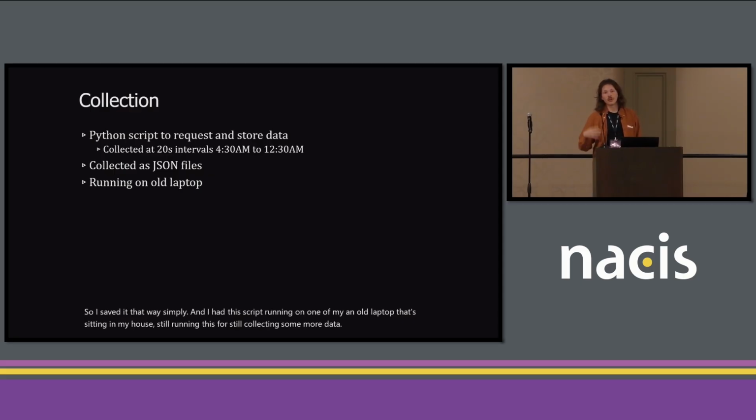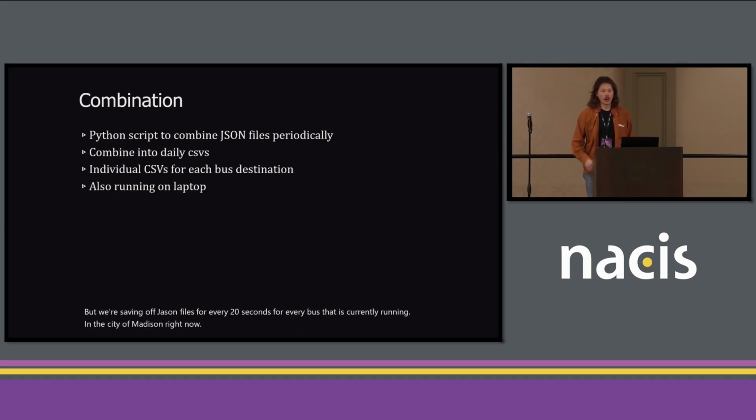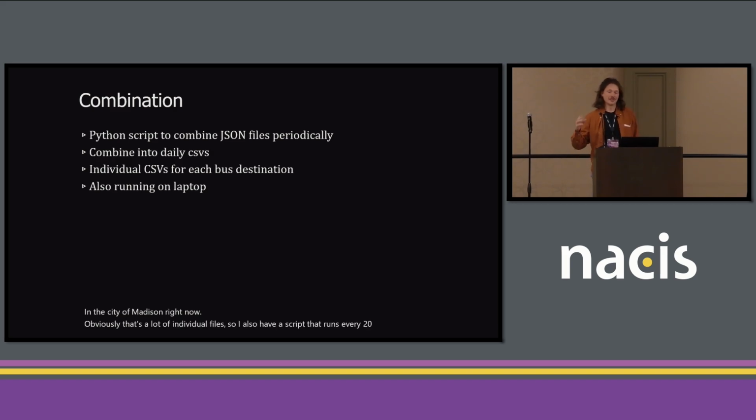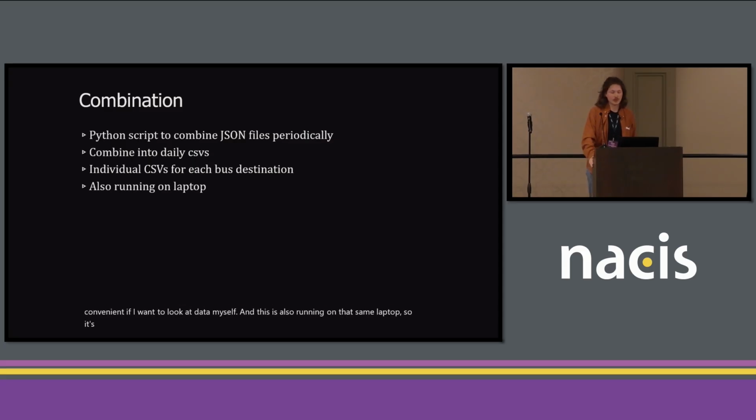But we're saving off JSON files every 20 seconds for every bus that is currently running in the city of Madison right now. Obviously, that's a lot of individual files. So I also have a script that runs every 20 minutes. And it will open up these individual JSONs, pull out the data, and push them to a CSV for each bus route every day. That was a small enough CSV to still be workable, but also be convenient if I want to look at the data myself. And this is also running on that same laptop. So it's just combining those every 20 minutes into a daily file for each route.